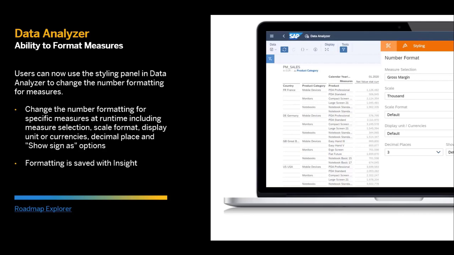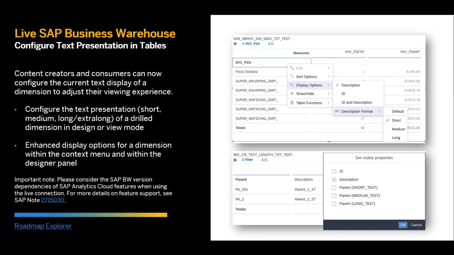In addition, we introduced a styling panel in Data Analyzer in order to enable the user to change the default number format of measures. The changed number format is saved with an insight. On the table for BW Live Connection, we give users the possibility to change the description format of a dimension and switch between short, medium and long text. This feature is available for content creators as well as for content consumers in a story, application and in the Data Analyzer.